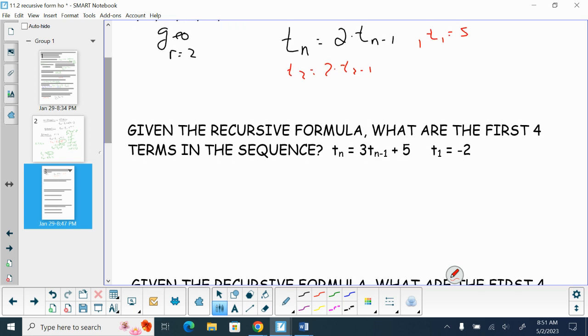Given the recursive formula, what are the first 4 terms of the sequence? What we're saying is n equal to 1 gives us T1, n equal to 2 gives us T2, n equal to 3 gives us T3, and n equal to 4 gives us T4.